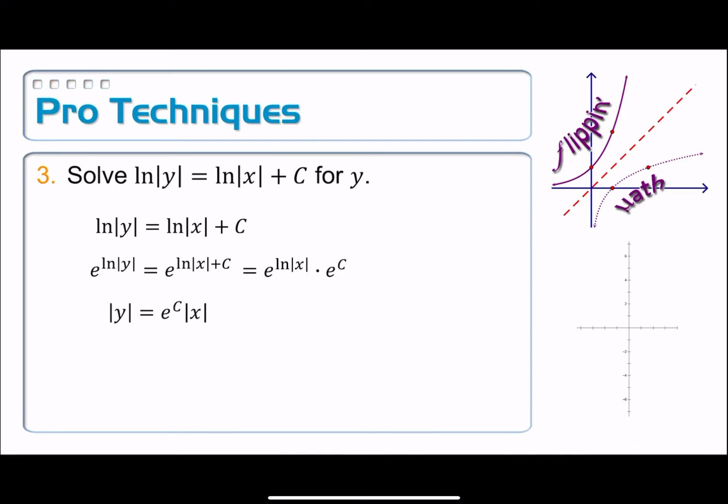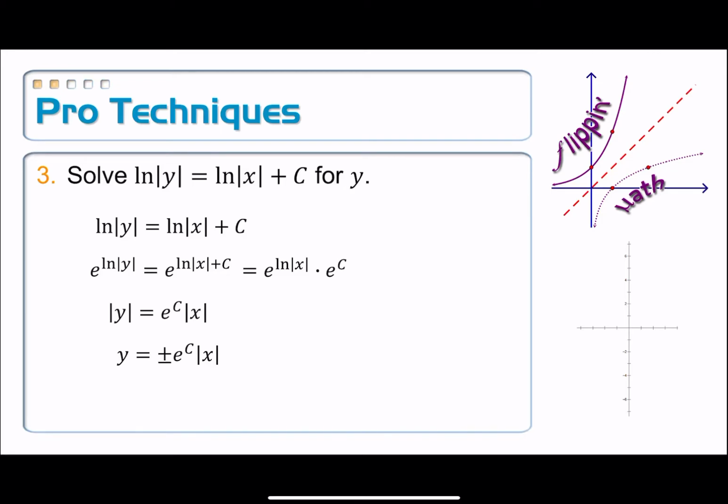Okay? And now what I want to do is get rid of one of the absolute values. We usually want to solve this for y, and that's exactly what this question is asking me to do. So whenever I get rid of the absolute value, then I'm going to replace that with a plus or a minus. So y is equal to plus or minus e to the c times the absolute value of x.